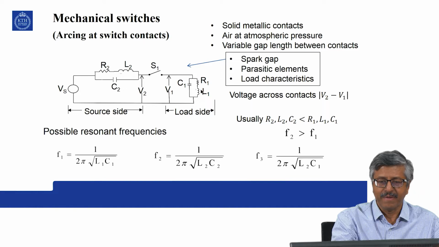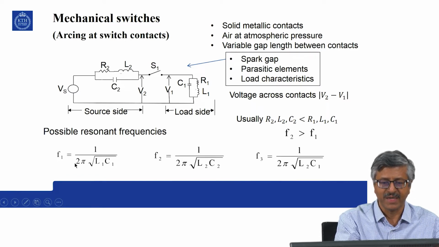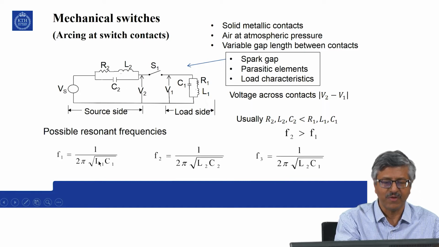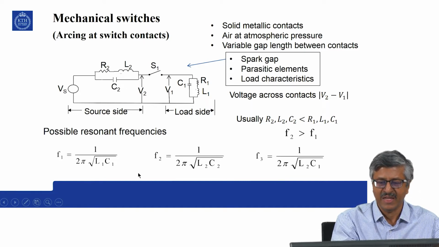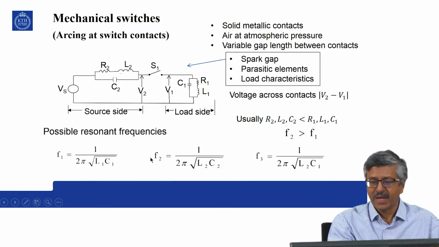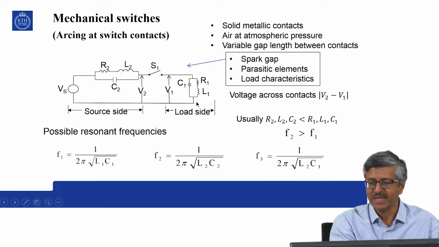Now, these are resonance circuits. If you look at the possible resonant frequencies, you can find at least 3 frequencies here. One is a resonance in the load side C1 and L1, a resonance frequency of 1 by 2 pi root L1 C1. Another is on the source side 1 over 2 pi root L2 C2, that is F2, and F3, a combination of source side and the load side.